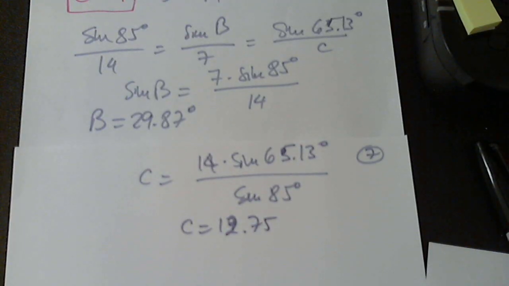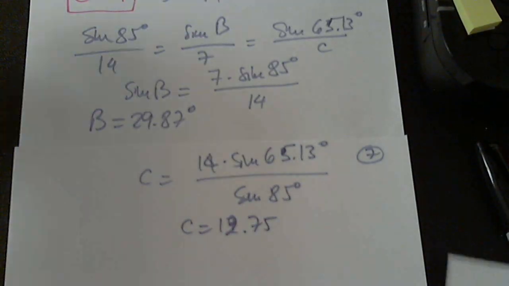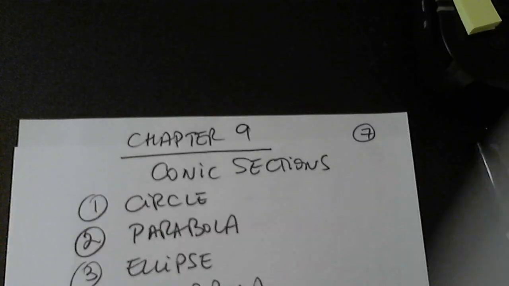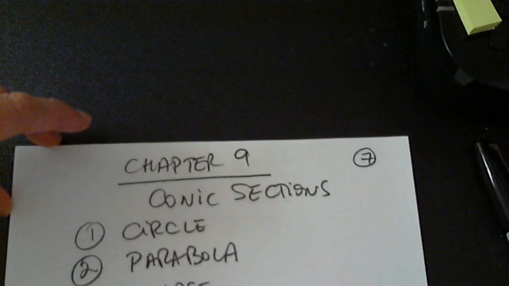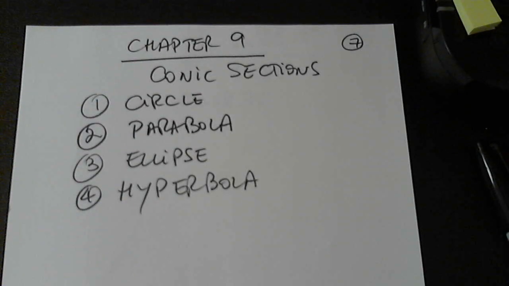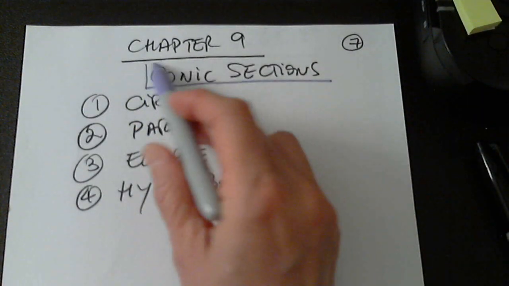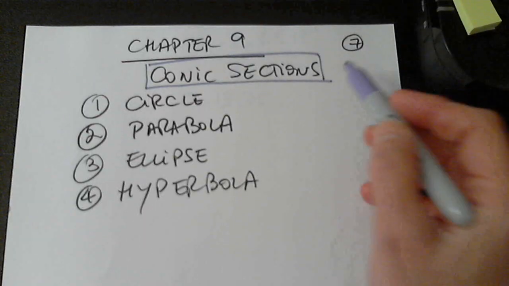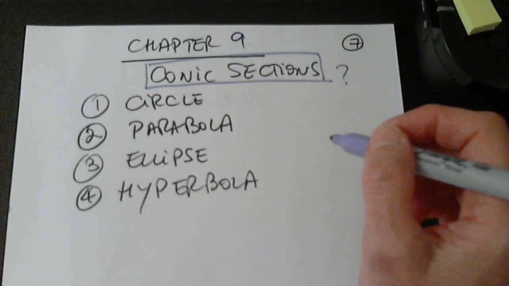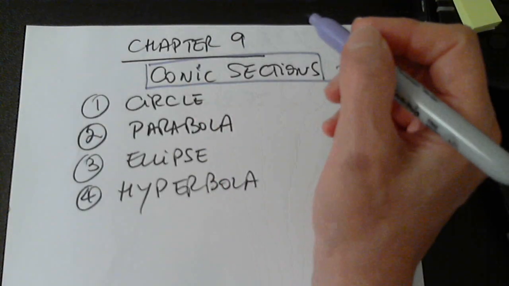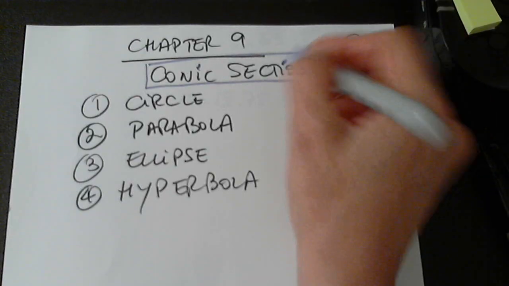Okay. Good. So finally we get to chapter 9. In chapter 9, we're going to talk about something called conic sections. And the answer, or if you ask the question why, because of applications. They have a lot of applications in real life situations.